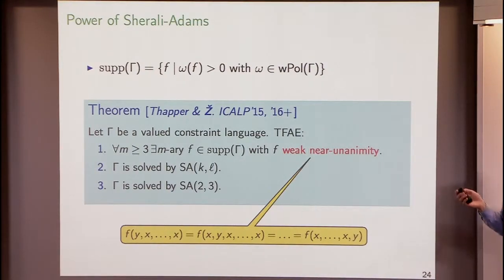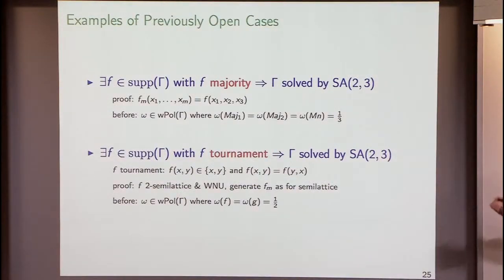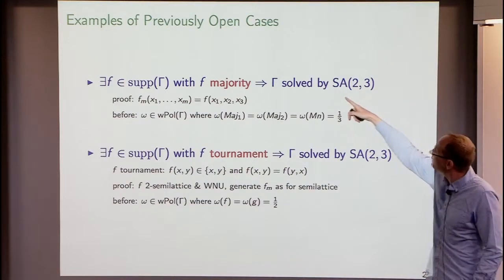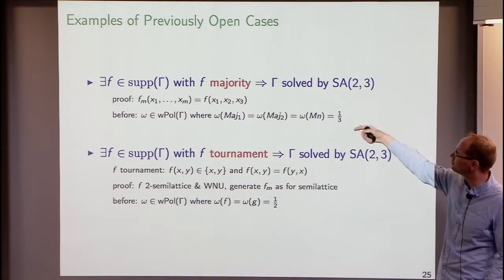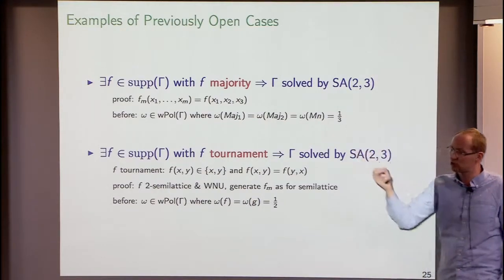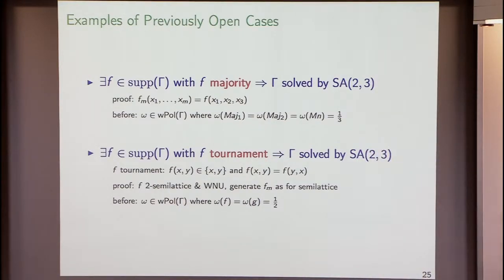So is it useful? It turns out it's, again, very useful. You can prove tractability of languages that were known before using more complicated algorithms. You can prove tractability of languages that were not known to be tractable before. For instance, to give you a one-line proof, if you have a language that has the majority operation, a ternary operation returning the majority, in the support, then Gamma is solved by SA23.